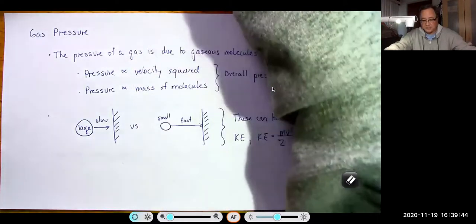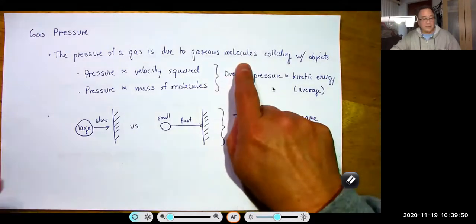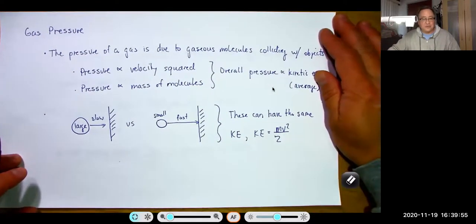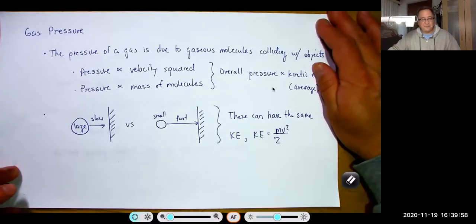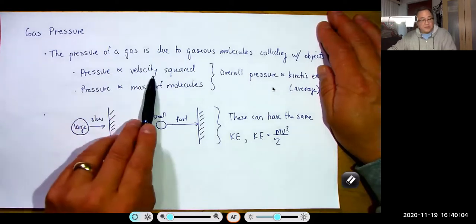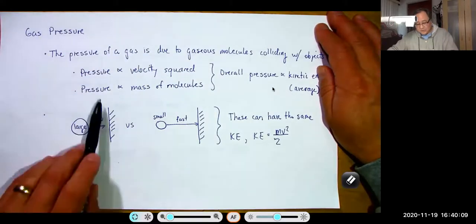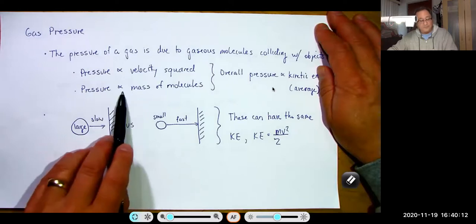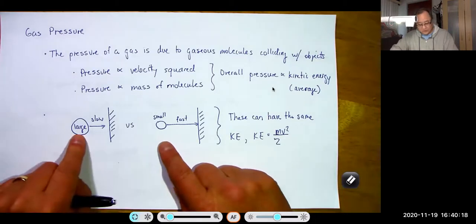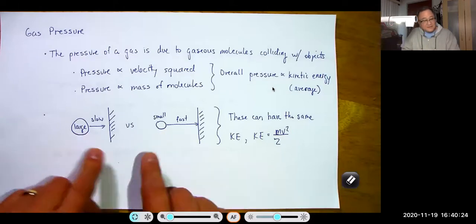So let's look at gas pressure. The pressure of a gas is due to gaseous molecules colliding with objects, like the side of a container. So the pressure inside of a container is due to gaseous molecules hitting the inside of the container. And the pressure from the gas is going to be proportional to the velocity squared of the molecules that are gaseous. It's also going to be proportional to the mass of the molecules. And so this is kind of interesting. If you have a large molecule moving slowly compared to a small molecule moving fast, these guys can have the same pressure.